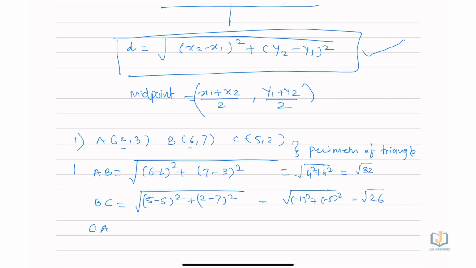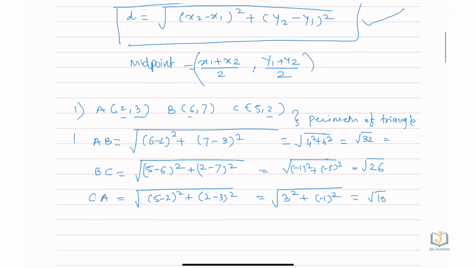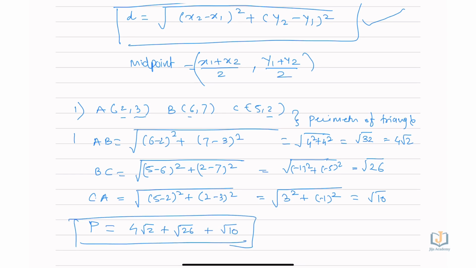And CA is equal to (5 minus 2) whole square plus (2 minus 3) whole square is equal to 3 square plus (minus 1) whole square, we get 10. So for root 32 we are writing here 4 root 2. So the perimeter of the triangle is equal to 4 under root 2 plus under root 26 plus under root 10. This is the answer. We are using the distance formula here.